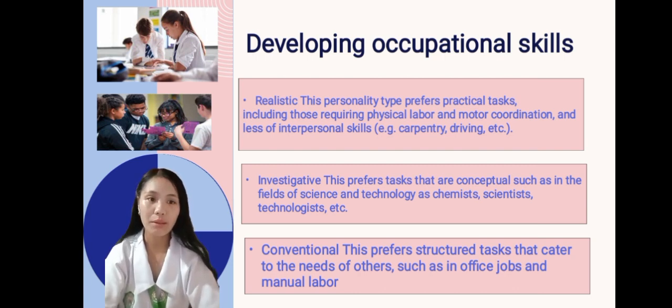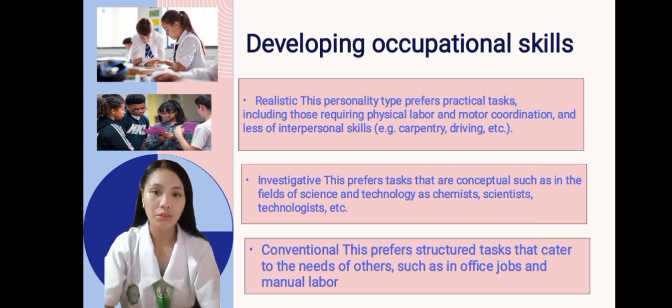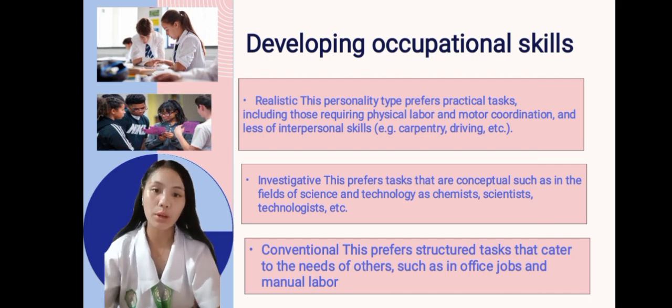This personality type prefers practical tasks, including those requiring physical labor and motor coordination, and less of interpersonal skills, for example, carpentry, driving, and etc. Second is investigative. This prefers tasks that are conceptual, such as in the fields of science and technology, as chemists, scientists, technologists, and etc. And the third is the conventional. This prefers structured tasks that cater to the needs of others, such as in office jobs and manual labor.